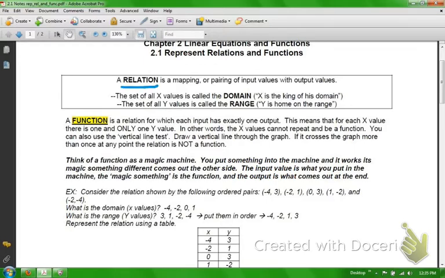A relation is a mapping or pairing of input values with output values. Very simply, it's just your x's and y's. This x maps to that y. You can see this in the form of a t-chart with your x's and y's.